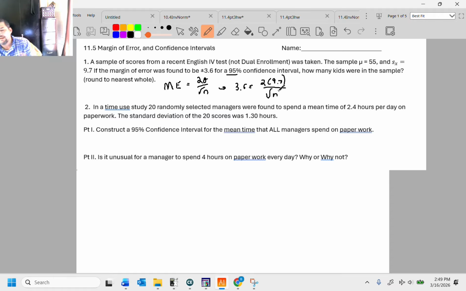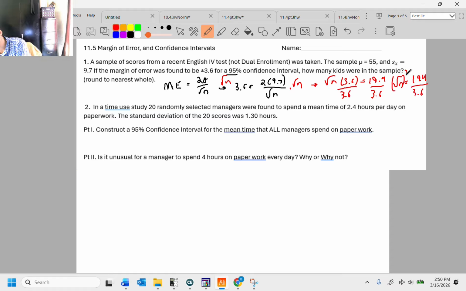And then I'm going to do some math, kids. I'm going to multiply both sides by root n. Multiply the right by root n, which means I multiply the left by root n. So root n times 3.6 is going to be twice 9.7, which is what, 19.4. Next move, divide out the 3.6. And this gives me the root of n is 19.4 over 3.6, whatever that is.